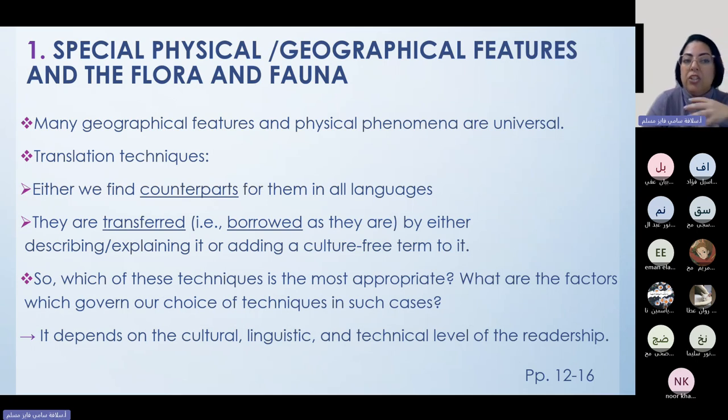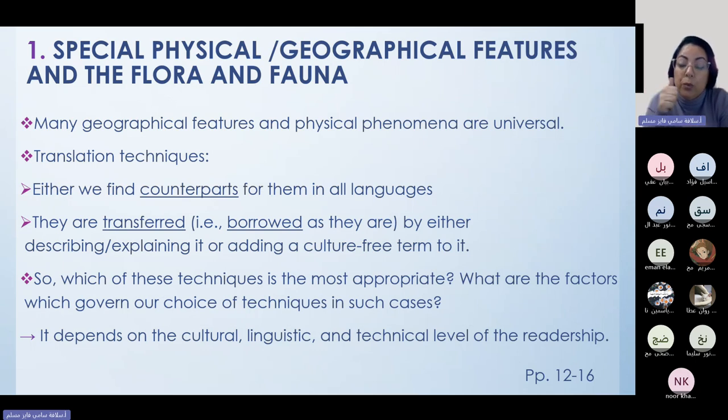So when we talk about the first one, the physical or geographical features, flora and fauna, we say that many geographical features or physical phenomena are universal. So it's easy to find an equivalent for them. Okay? So what could be some translation techniques, Mariam? Either we find counterparts for them in all languages, or they are transferred, that is, borrowed as they are, either by describing or explaining them or adding a culture-free term to them. Exactly. So we have two aspects.